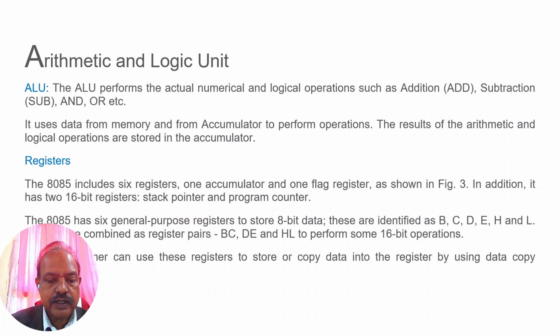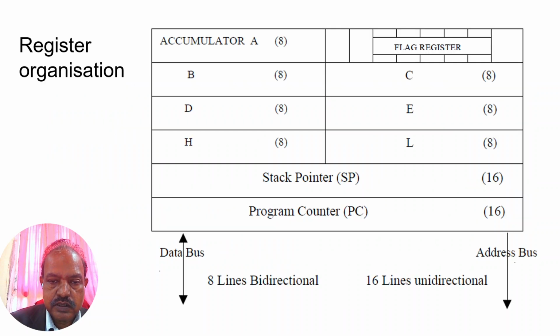E, H, and L. And they can be combined like BC, DE, and HL. So 8-bit plus 8-bit will be 16-bit operations, right? The programmer can use these registers to store or copy data into the register by using data copy instructions. Now, you can see here the accumulator is 8 bit, and the flag register has 1, 2, 3, 4, 5, 6, 7, 8. You can also check it there.